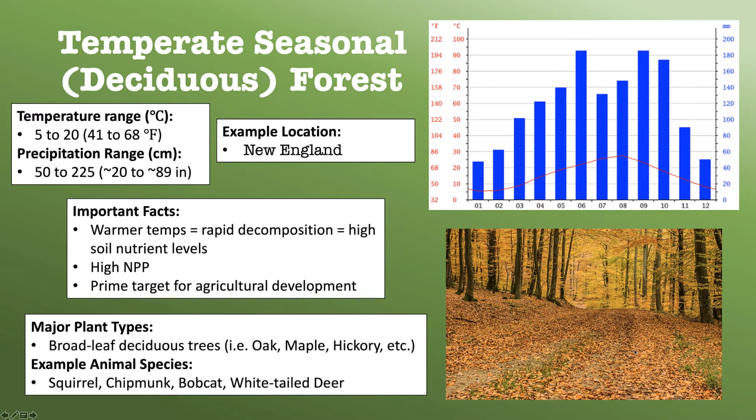Now, warmer temperatures mean rapid decomposition, which means lots of soil nutrients, which means high net primary productivity. It also means that these tend to be biomes that are targeted first for agricultural development, which is great for people, not so great for the natural world, right? Especially where I'm from, mostly what we have here is what's called a second growth forest, because it was all farmland at one point in time, farm and pasture land. But since the farms have been abandoned, now it's pretty much just trees, which is good. It's getting back to what it should be. So, moving on to the next one.